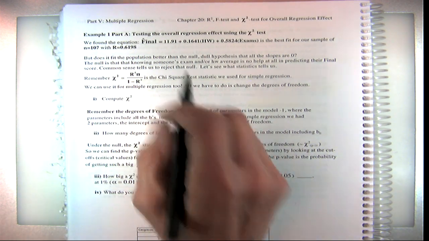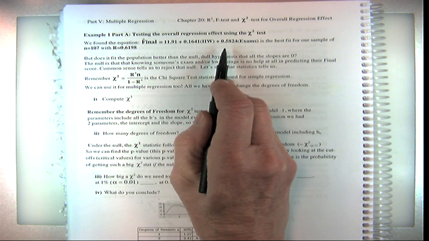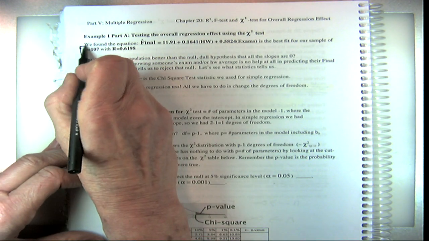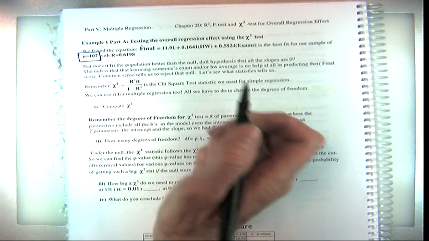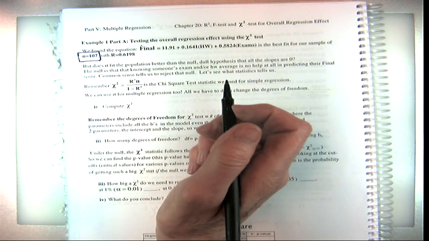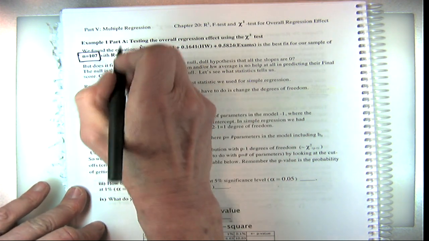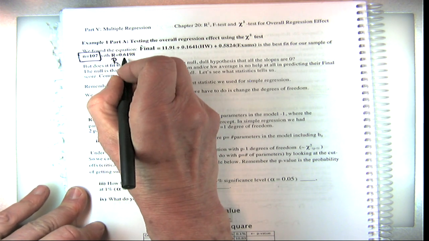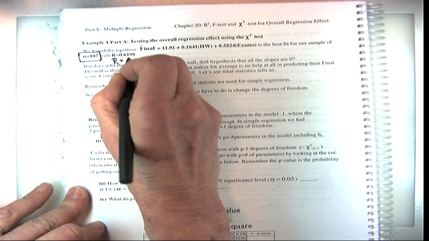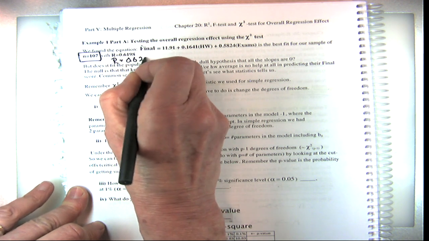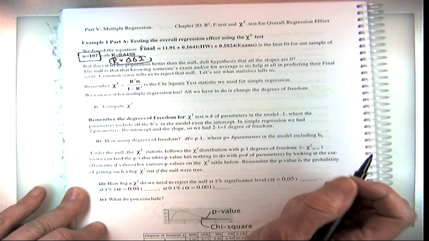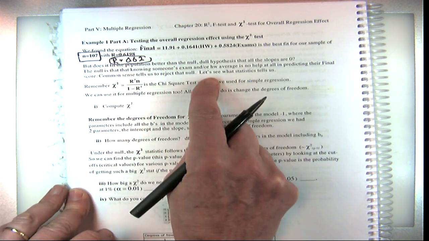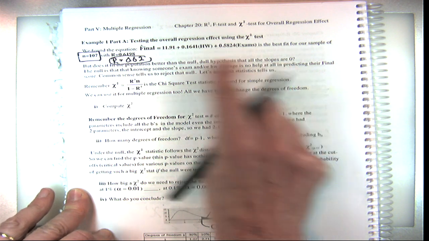So we found this sample regression equation is the best fit for our sample of n equals 107 chosen from a much larger population. And we got this r. Let's round it, because this is too many digits, to approximately 0.62. Let's just use this. It's easier.